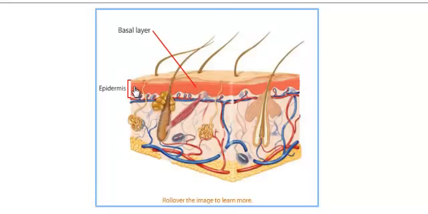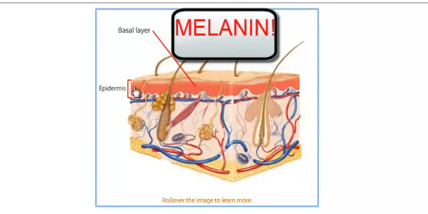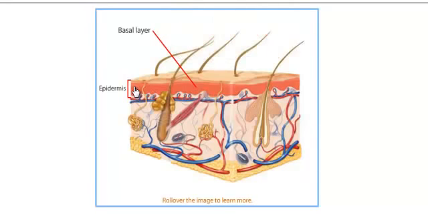Now another characteristic about the epidermis is that you'll notice that people have different types of skin colors. The reason why we have different types of skin colors is because we have a pigment called melanin that is produced in the epidermis. The function of melanin is that it's a pigment that acts as a natural sunblock to protect our bodies from ultraviolet sunlight.